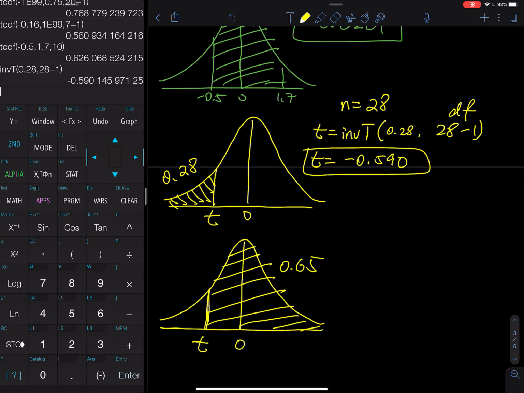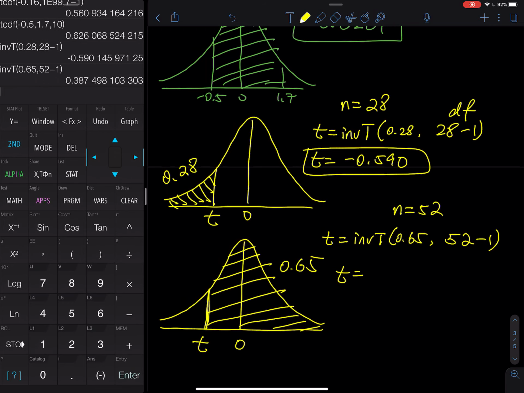So we go to second vars, and then we do inverse t. I like to write it out. Inverse t, 65%, and then what is my n? Let's say n is equal to 52. Then this is a 52 minus 1. So 0.65, 52 minus 1. Then you have 0.387. Let's keep 3 digits for the t. Is this correct?